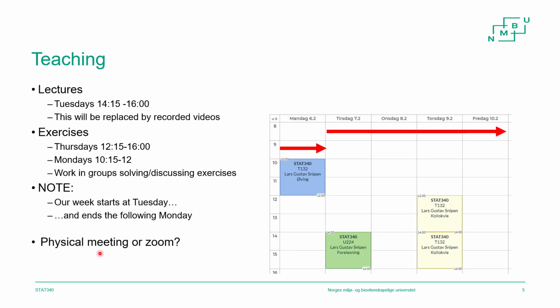So should we meet physically or by Zoom, digitally? And this is a question that has been relevant for the last couple of years now. A couple of years ago there was no alternative but Zoom. But now we have the possibility to choose. We have these rooms reserved, and we will use them.